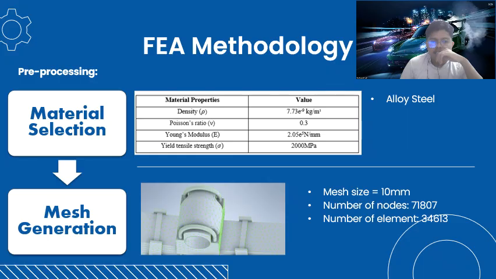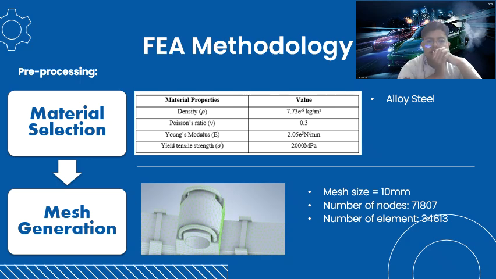First is density at a value of 7.73 E negative 9 kilogram per millimeter cubed. Next, Poisson's ratio at 0.3. Young's modulus at 2.05 times 10 to the power of 5 Newton per millimeter squared. And lastly, tensile strength 2000 megapascal.